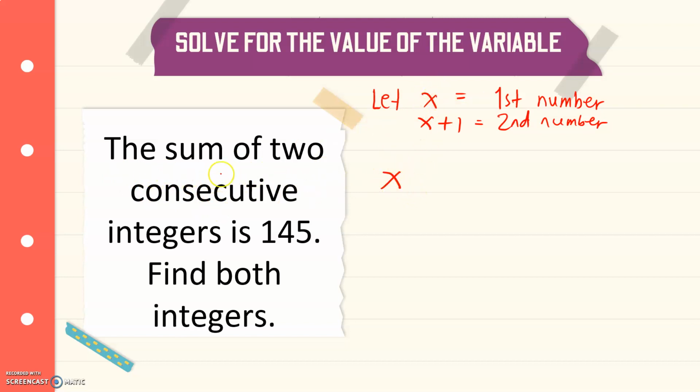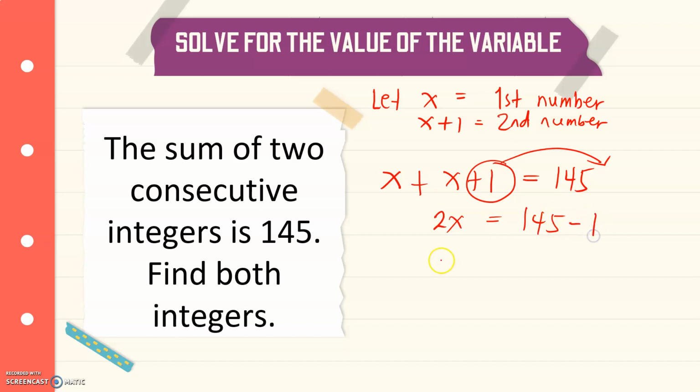It says the sum of two consecutive integers. If the first integer is x and the second integer is x plus 1, then we add these two. According to the problem, it will give us 145. So this is the first number and x plus 1 is the second number. There are two x here, so let's combine like terms. We have x plus x is equal to 2x. This constant here will be transposed to the other side, and that will give us 145 minus 1. Therefore, 2x is equal to 144.